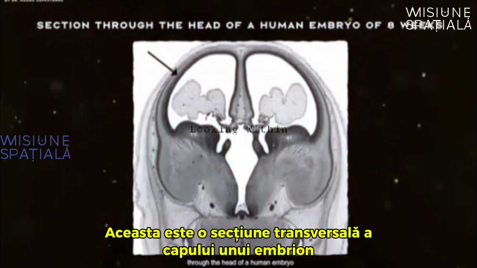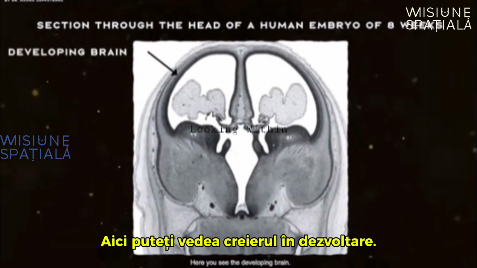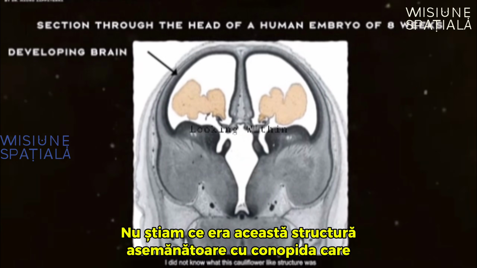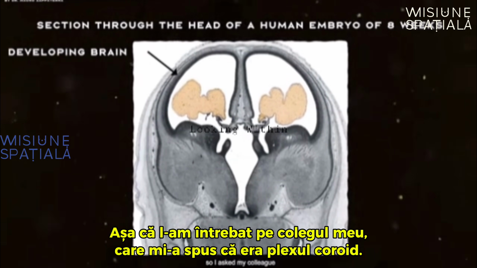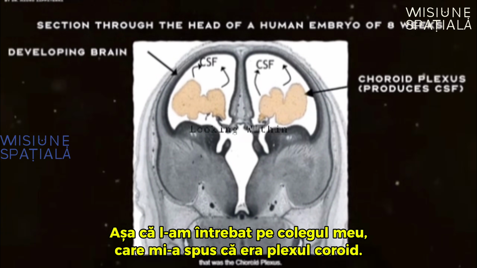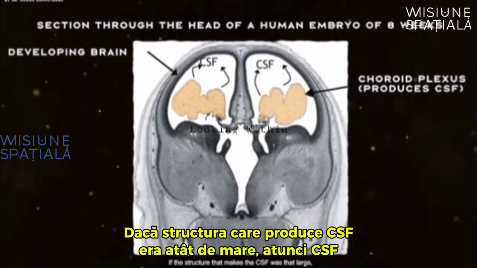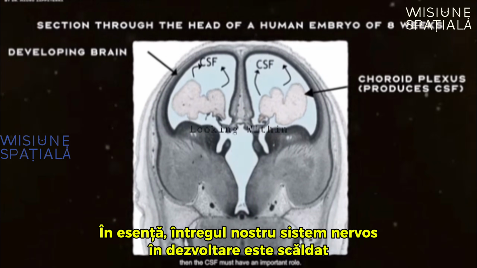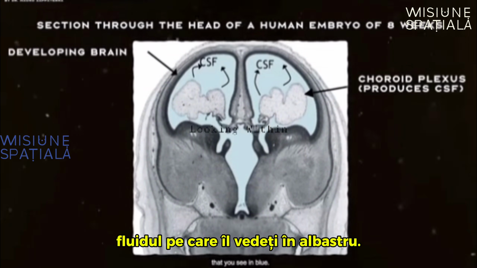This is a section through the head of a human embryo at 8 weeks of development. Here you see the developing brain. It is a thin structure on top. I did not know what this cauliflower-like structure was, seemingly floating in space. So I asked my colleague, who told me that was the choroid plexus. Well, the choroid plexus produces CSF. If the structure that makes the CSF was that large, then the CSF must have an important role. Essentially, our entire developing nervous system is bathed in cerebrospinal fluid that you see in blue.